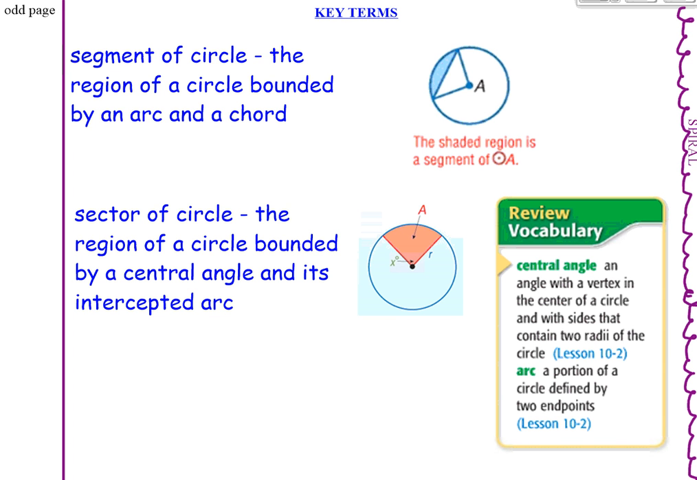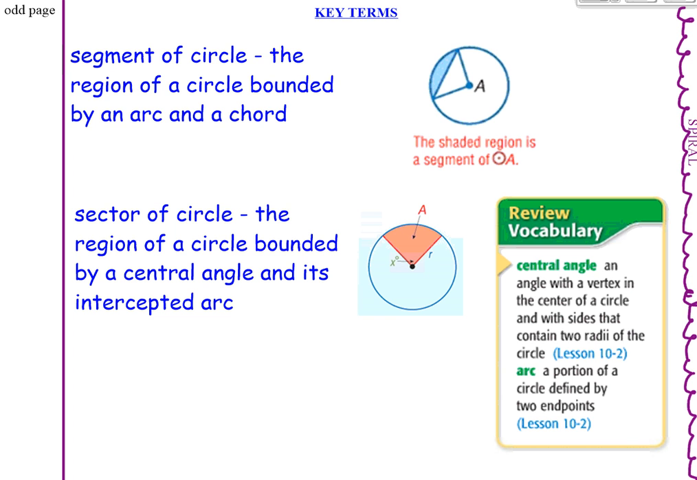And then you're also defining the sector of a circle. That is the region of a circle bounded by a central angle and its intercepted arc. And then just a reminder, vocabulary about central angles. You decide if you're going to define a central angle and an arc in this key terms. They were just in chapter 10, so that was fairly recently.